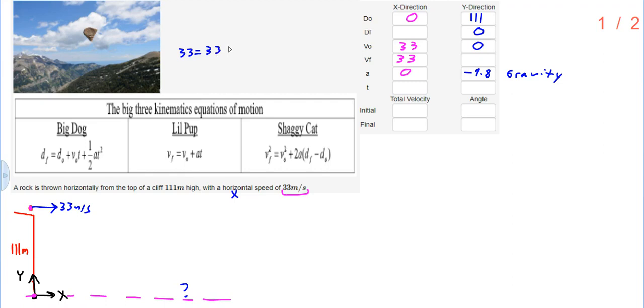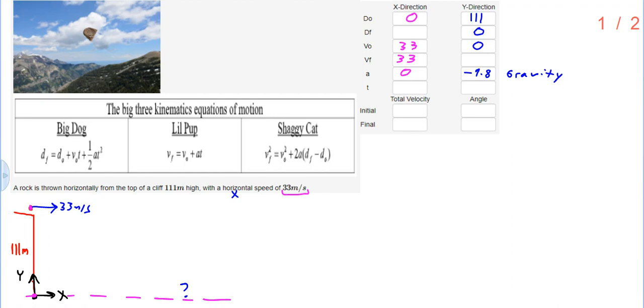If we tried to use little pup in the x direction, we would just get 33 equals 33 plus 0 times t. This just tells me that 0 equals 0, which I know because that's just common sense. So what that means is that we're going to have to use the y direction here. For the y direction, we can start off with looking for an equation that's either missing velocity final or time.